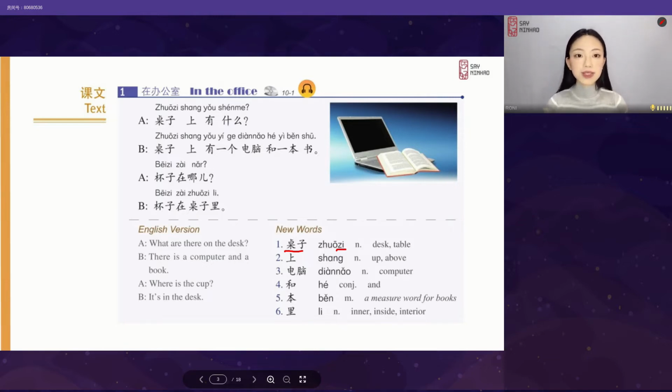Still remember how to say chairs? Okay, chairs are 椅子, right? 椅子. Okay, read after me. 椅子. This is chairs. Okay, 椅子.